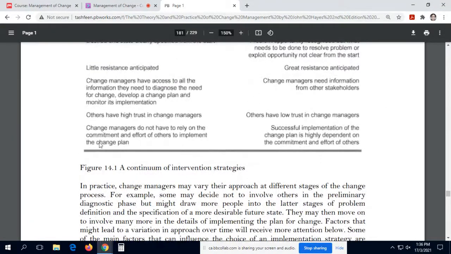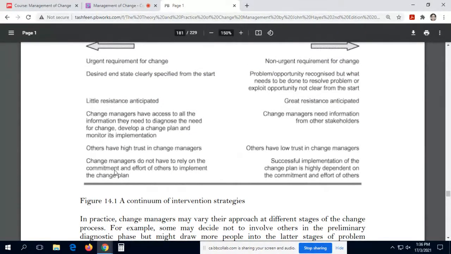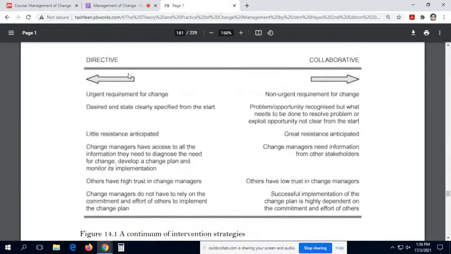Think about that. Change managers do not have to rely on the commitment and effort of others to implement the change plan. This is very interesting and important. If you are not relying on the commitment and effort of other people, then you can have a directive approach. But if successful implementation of the change plan is highly dependent on the commitment and effort of others, which is mostly the case, then, as you are seeing on the lower right hand corner of your screen, I just read from there, you would have to be collaborative.